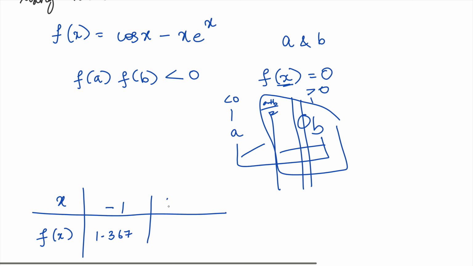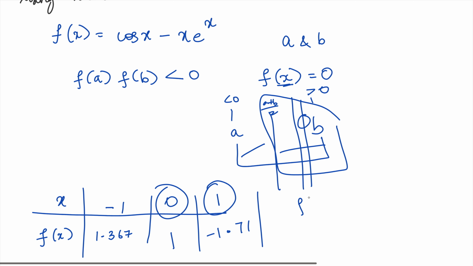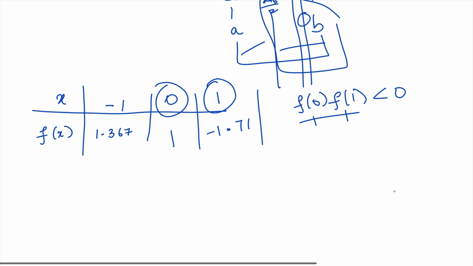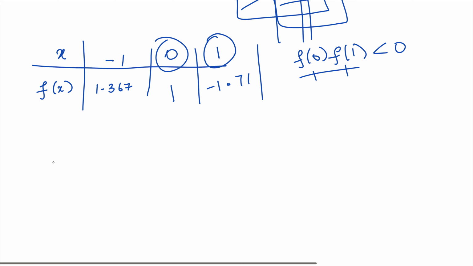So let's substitute 0 now. So f of 0 is 1. Let's substitute 1 now. F of 1 is minus 1.71. Okay. So now we got two numbers, right? F of a into f of b is less than 0. F of 0 into f of 1 is less than 0. Correct? One is positive, the other is negative, and the multiplication of both of them is negative, which is less than 0. So now we know that the root lies between 0 and 1.